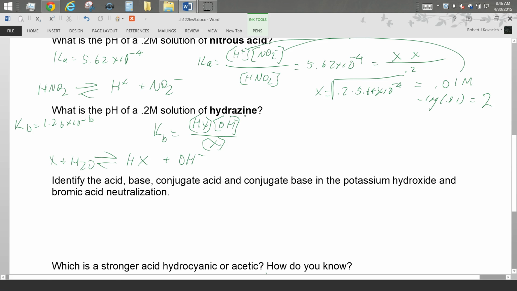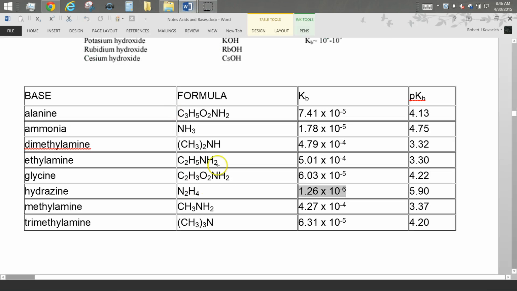Are you okay with that? You'll see this kind of thing written a lot, especially with the weak acids, where they don't even bother to put the acid or the base up there. You just know what the reaction is going to be. So in this case, it was hydrazine. So the hydrazine molecule is here. What makes this hydrazine molecule a base? The nitrogen's lone pair of electrons.